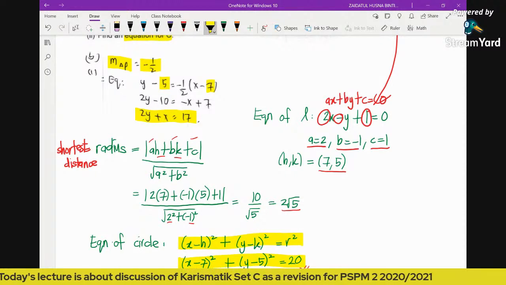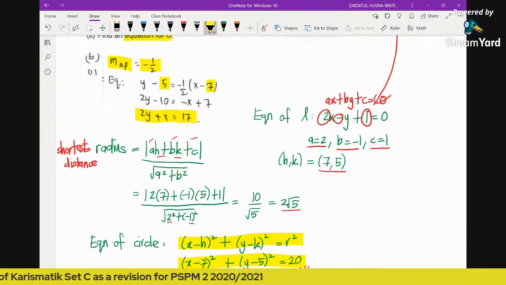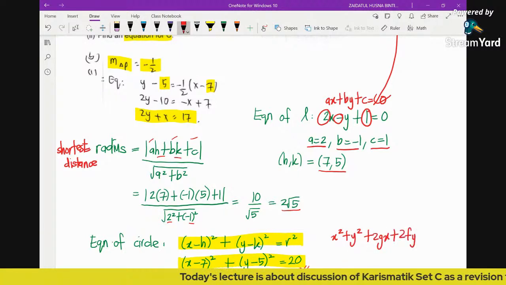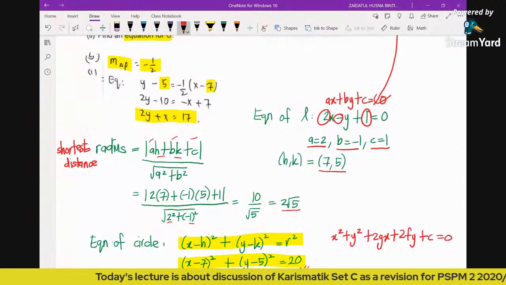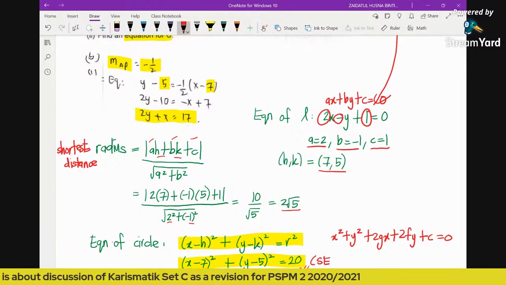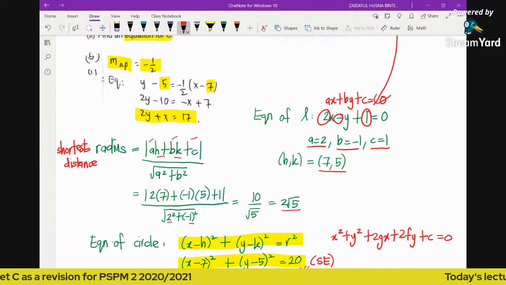If you want to give it in general form, you may just expand the brackets and give x squared plus y squared plus 2gx plus 2fy plus c equals 0. So this is standard form of equation of circle. Now we have got the equation of circle. What's next?